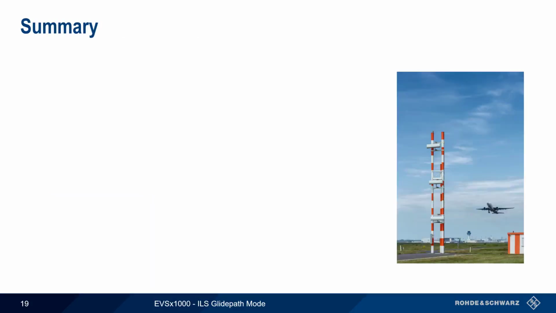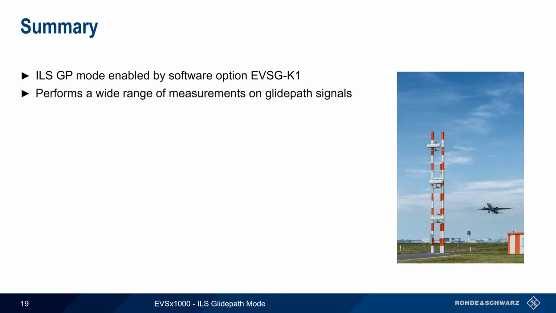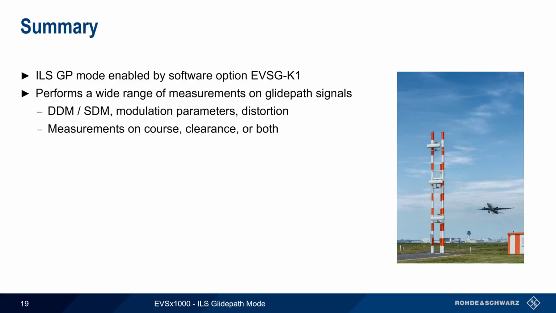In this presentation, we've covered ILS glide path analysis mode, which is enabled by software option K1. This option performs a wide range of measurements on glide path signals, including difference and sum of depth of modulation, modulation parameters on both the 90 and 150 Hz lobes, and distortion measurements. These measurements can be performed for coarse, clearance, or both, either individually or simultaneously.